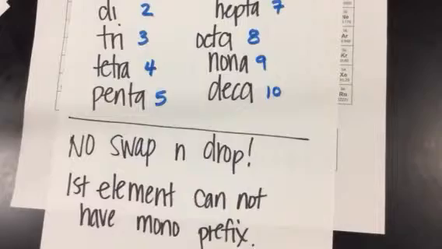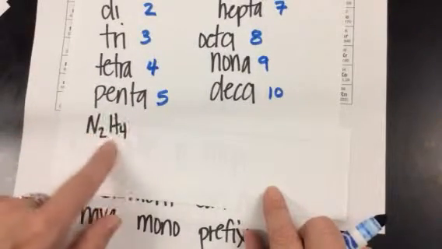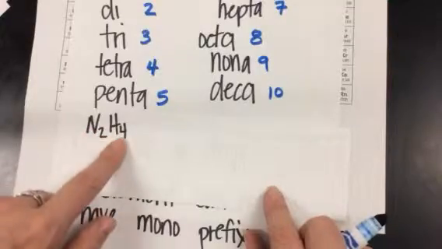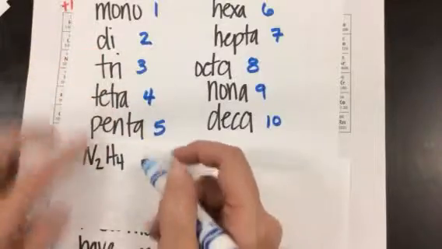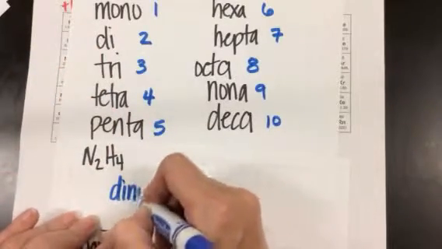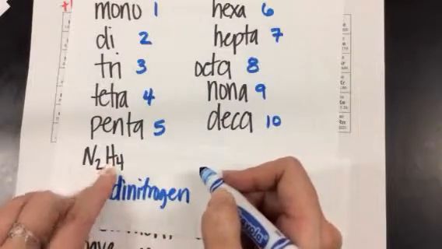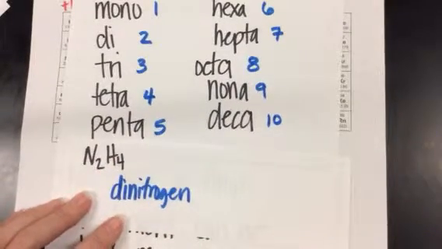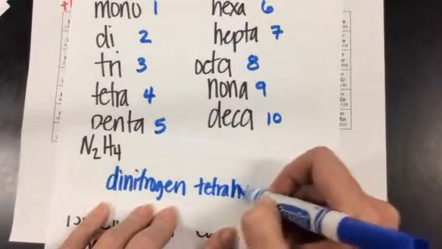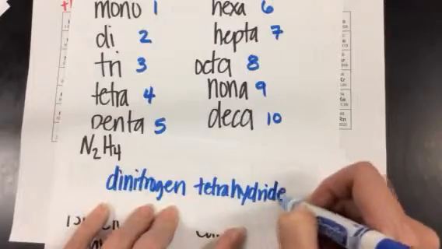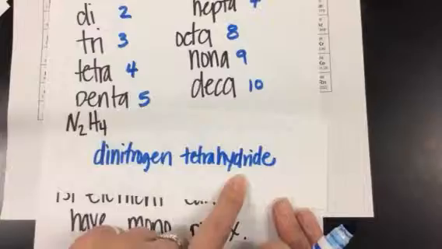Now in this last example, I have N2H4 for my numbers. So if I have N2H4, I have 2 nitrogen, so dinitrogen. 4 hydrogen. Hydrogen is going to change to hydride. I have 4 of them, so that means that it's tetrahydride. So N2H4 is dinitrogen tetrahydride.